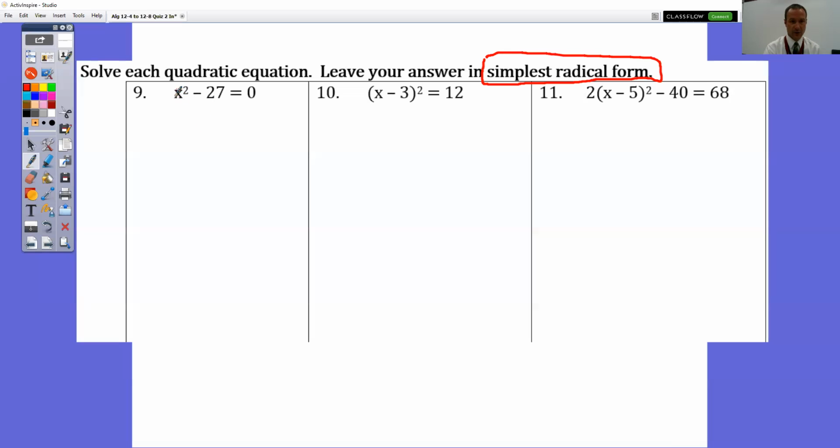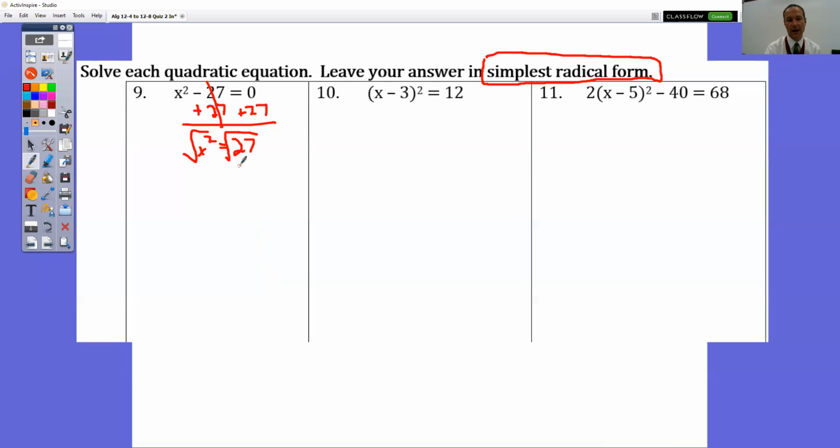So in number 9, we want to get that x all by itself. So plus 27, plus 27. So we have x squared equals 27. The opposite of squaring a number is to take the square root of a number.